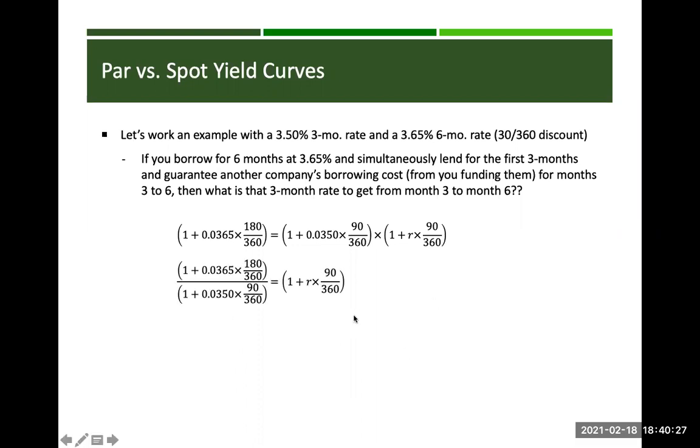And so if you work through the math, you end up with a 3.767% interest rate, 30/360, that you could quote a client who wants to lock in a 3-month borrowing cost or deposit rate that starts in 3 months' time. This is called the forward rate.